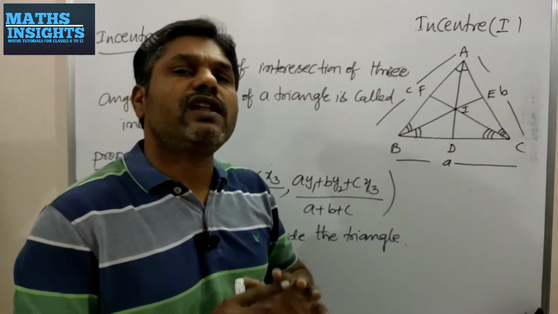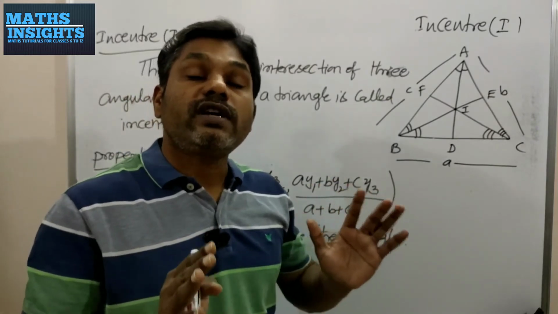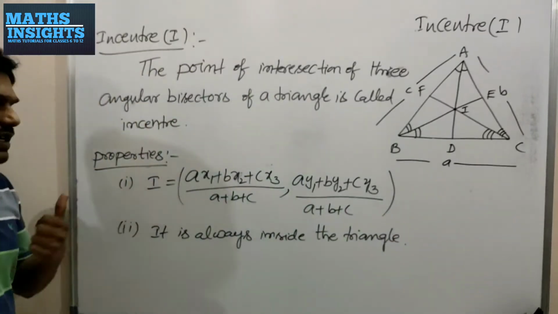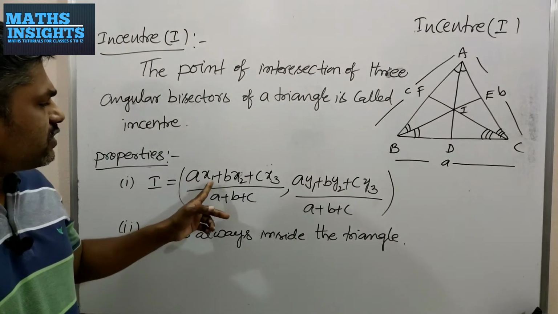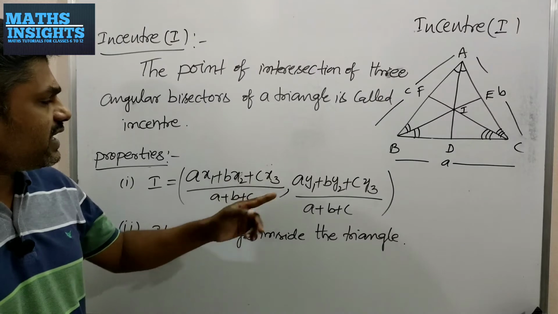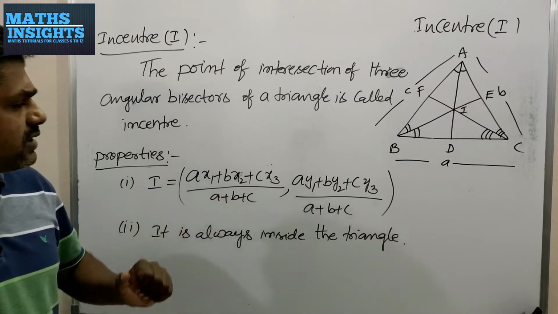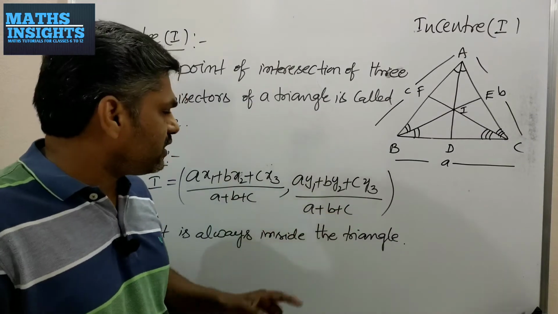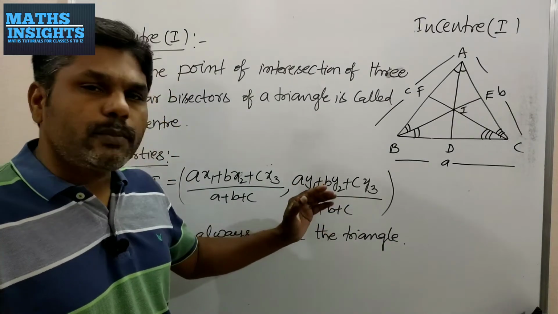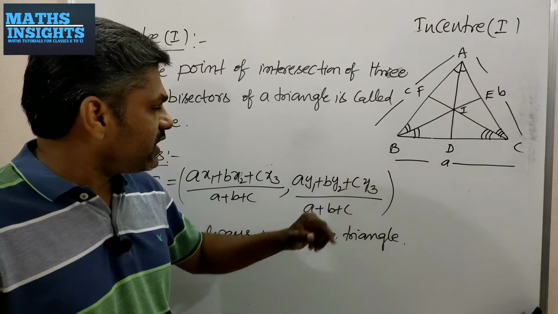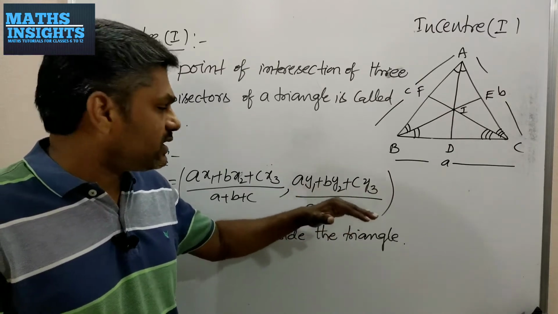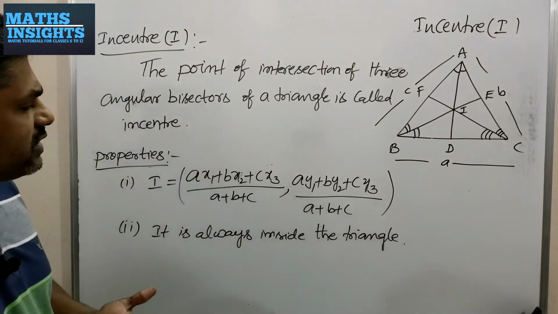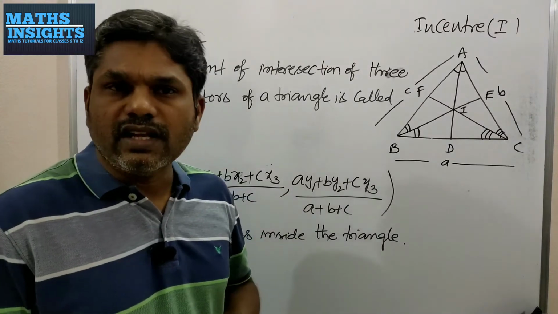If they have given the lengths of the sides and the coordinates of the vertices, then you may calculate the x coordinate of the incenter I as (a x1 + b x2 + c x3) by (a + b + c). And if you want to calculate the y coordinate of the incenter, (a y1 + b y2 + c y3) by (a + b + c). And the next important point is that it is always inside the triangle.